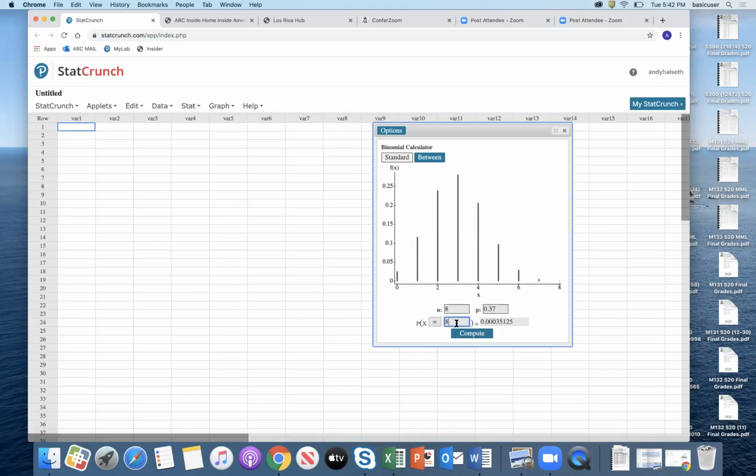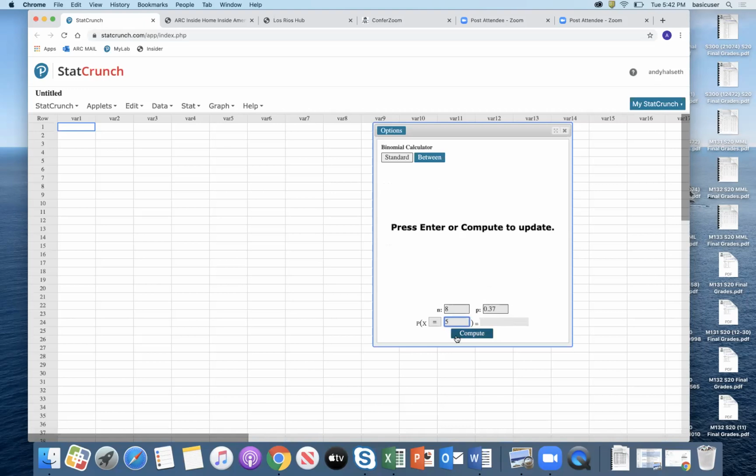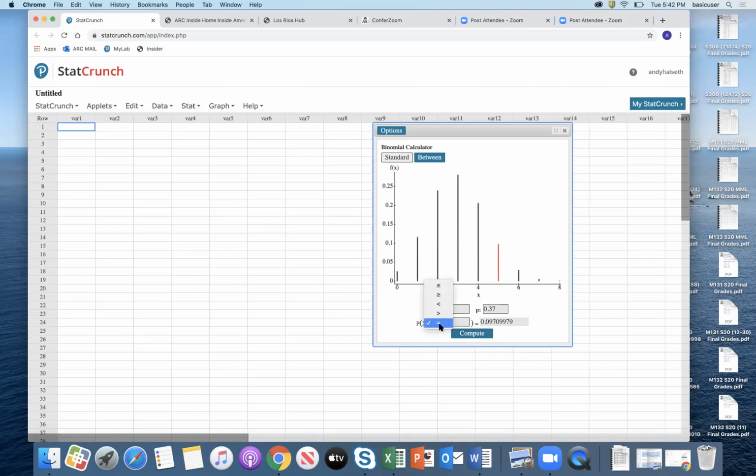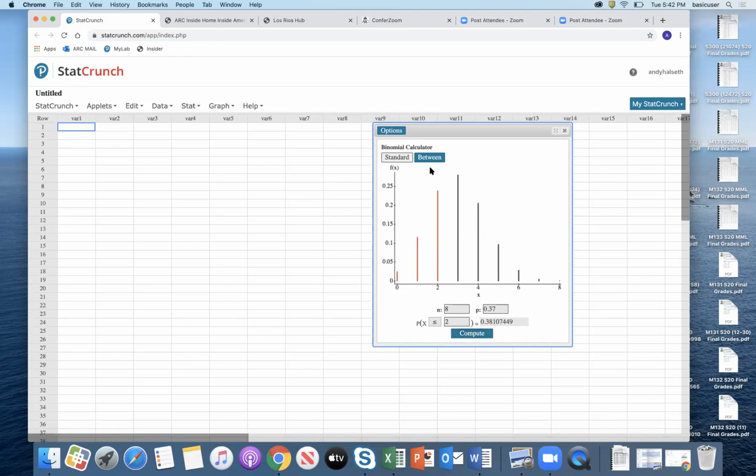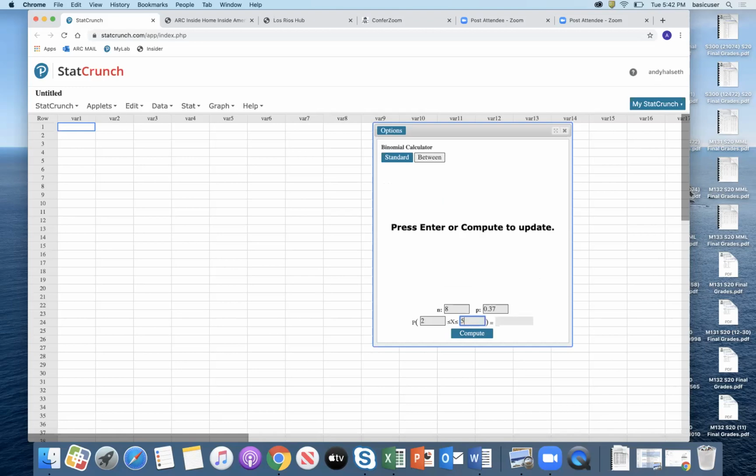Exactly 5. I would just change that 8 to a 5. 0.971. At most 2. Less than or equal to 2. 3.811. And then between 2 and 5. So I'll click the between and go 2 to 5. 8.249.